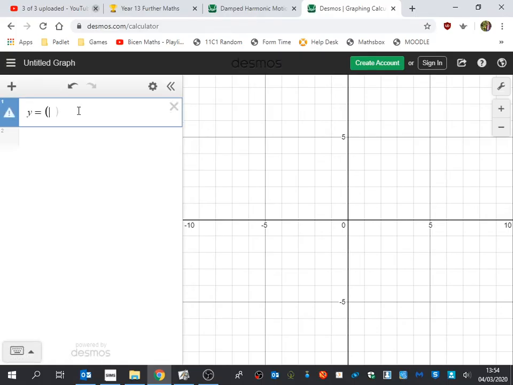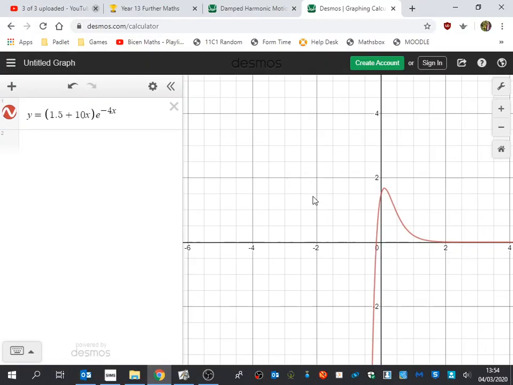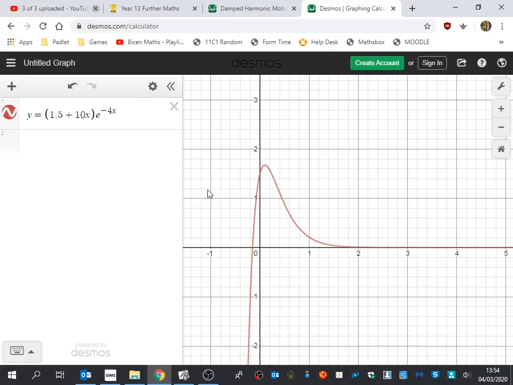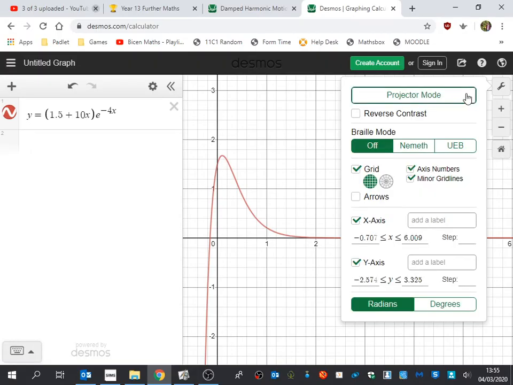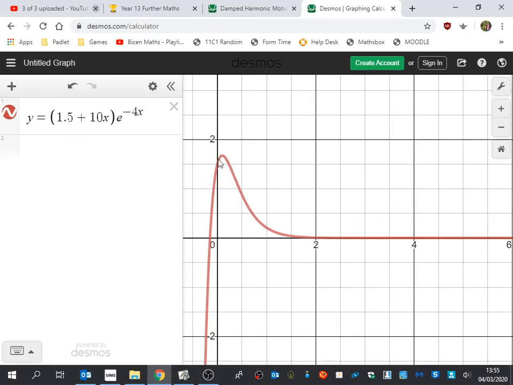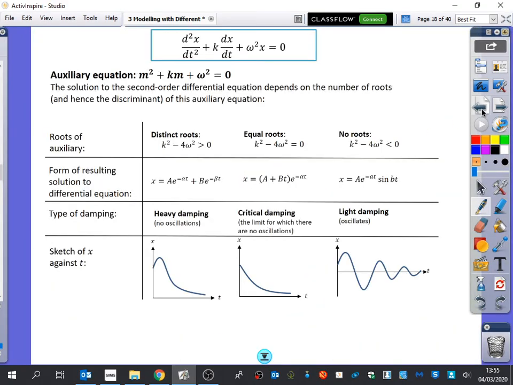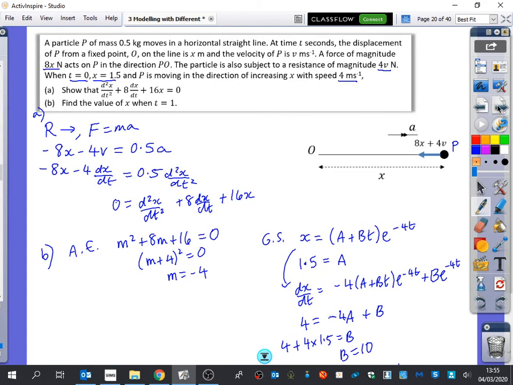So I'm going to have to change it to y equals 1.5 plus 10x e to the minus 4x. Okay, so it appears to move a little bit further in the direction that it was moving in initially, and then critically it moves back to the equilibrium position. So it's critical damping for that particular example, and it's critical because of the repeated roots. There are no oscillations.